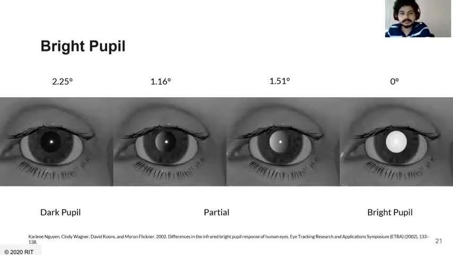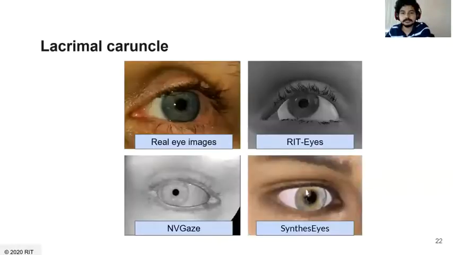Caruncle. The lacrimal caruncle is a small pink nodule positioned at the inner corner of the eye. The caruncle consists of skin and sweat glands. In contrast to previous work, we have used the caruncle in our renderings.